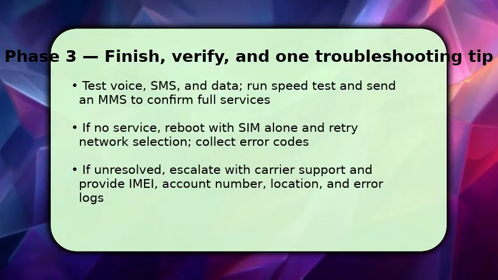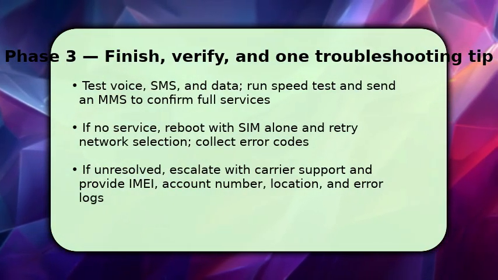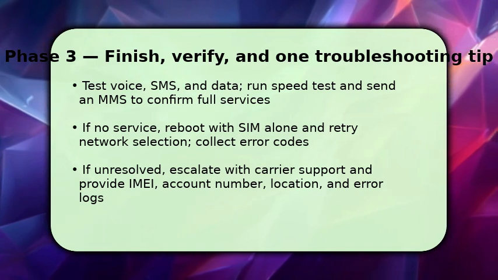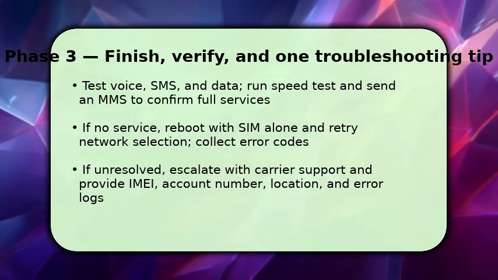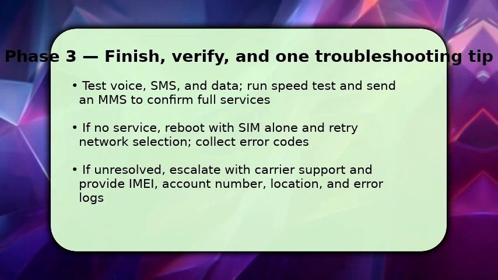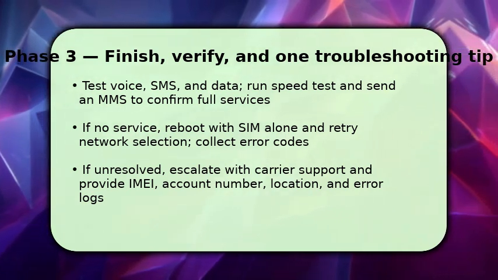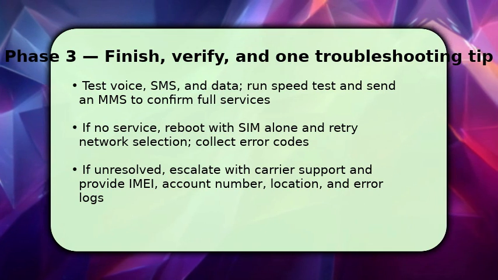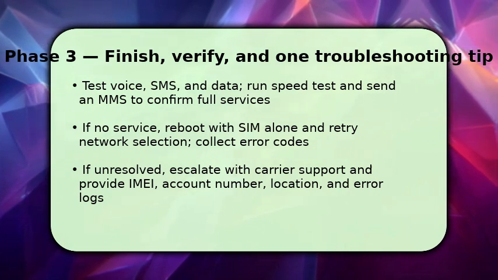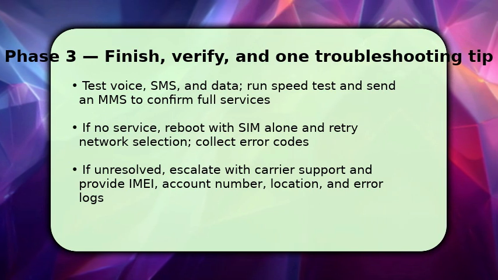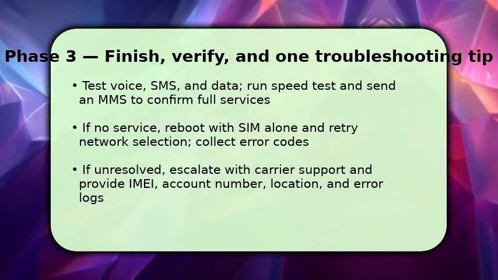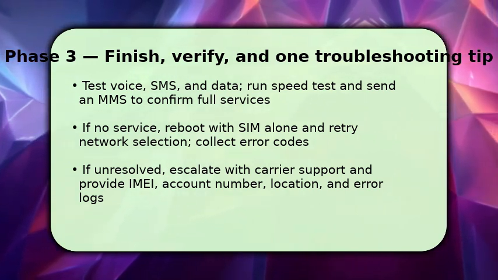You finish by validating every service. Place a call, send an SMS and MMS, and run a simple data speed test to confirm full roaming functionality. Once validated, note signal type and roaming indicator. These confirm correct network class. If problems persist, reboot the phone with only the roaming SIM installed and retry manual network selection. Record any error codes you see.